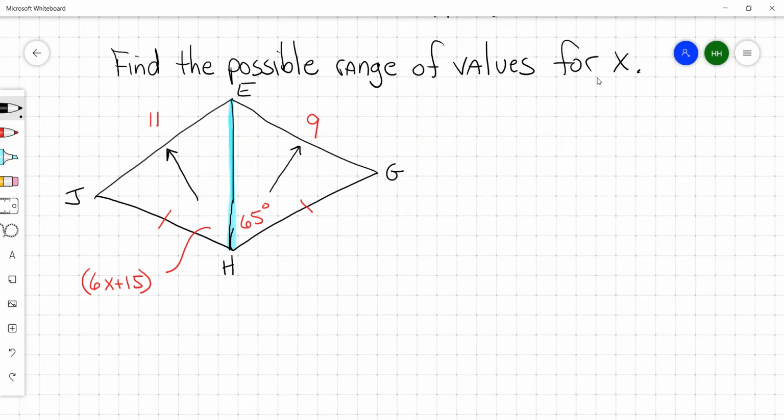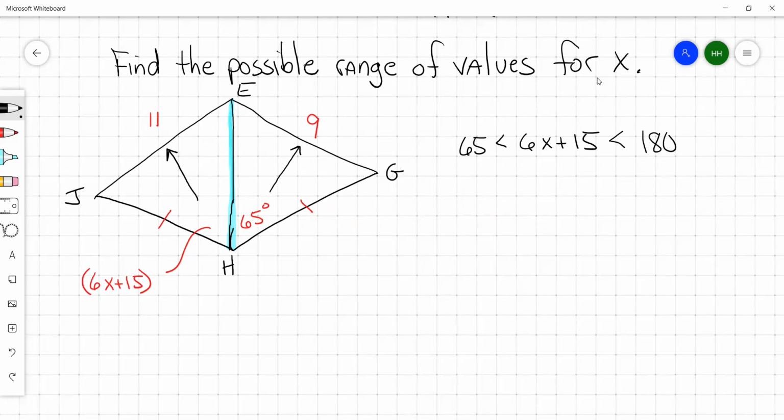So we have to write a compound inequality. And this compound inequality is going to say that 65 has got to be less than 6x plus 15. Now, since we're looking for a range of values, we need an upper limit. If the 65 is less than the 6x plus 15, then the 6x plus 15 has to be less than something. The 6x plus 15 has to be less than 180.